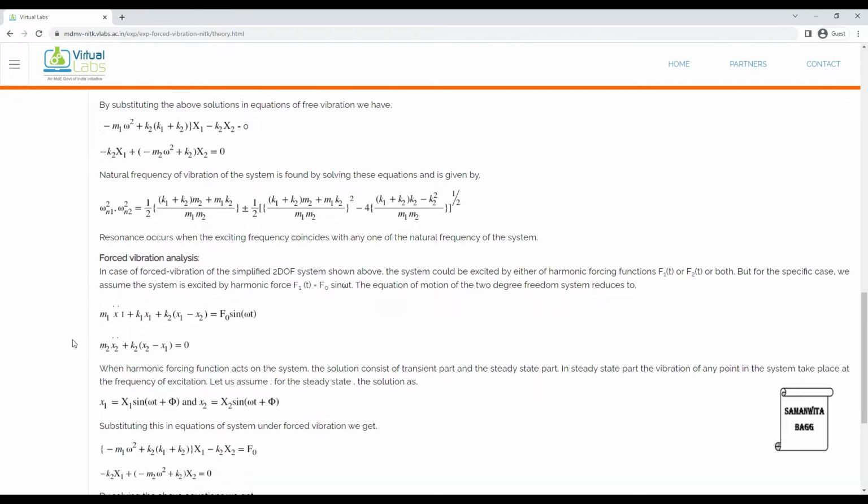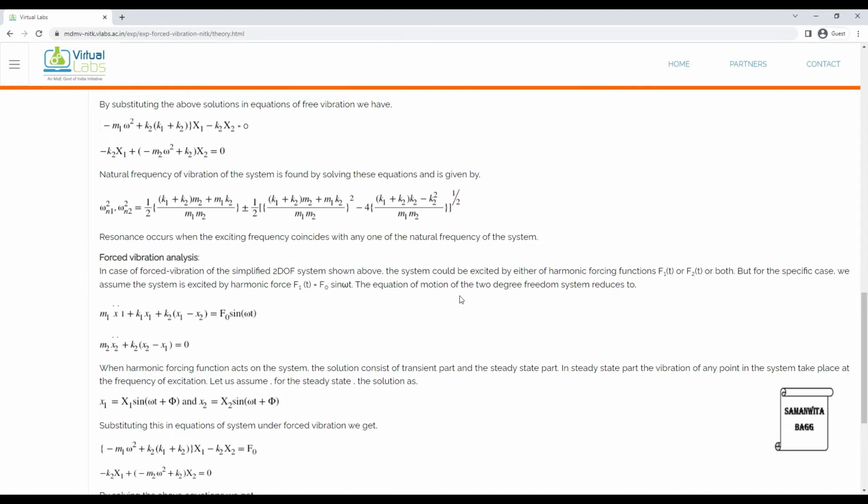Forced vibration analysis. In case of forced vibration of the simplified 2 degree of freedom system shown above, the system could be excited by either of harmonic forcing functions F1 or F2. So either one of the two can cause some kind of disturbance. But for the specific case, we assume the system is excited by harmonic force F1 equal to F0 sine omega t. This is the force that we are going to use.